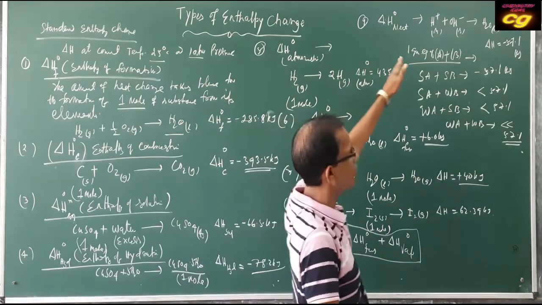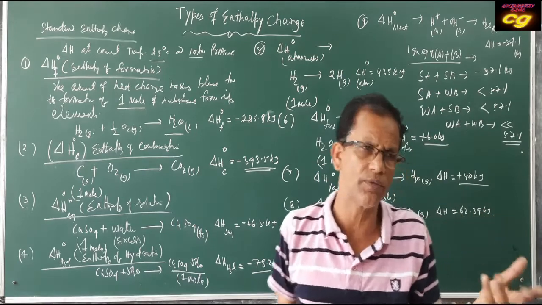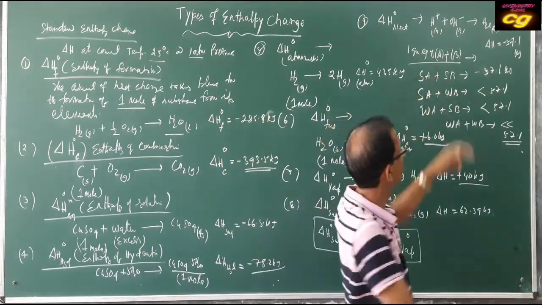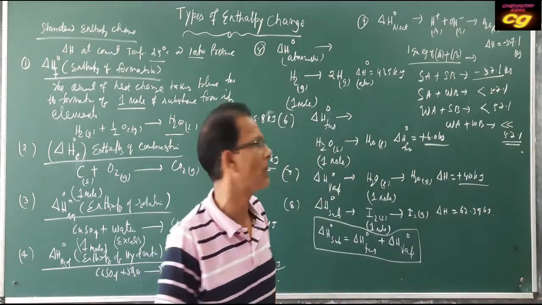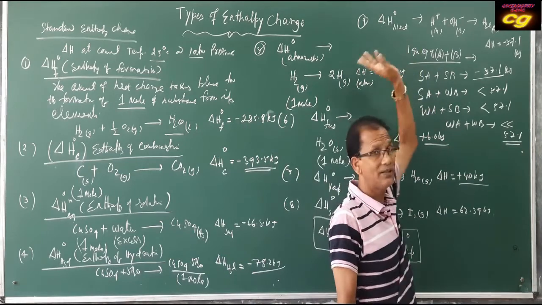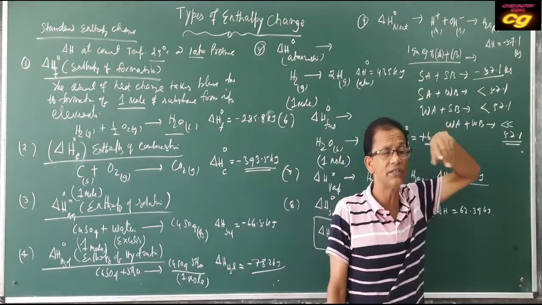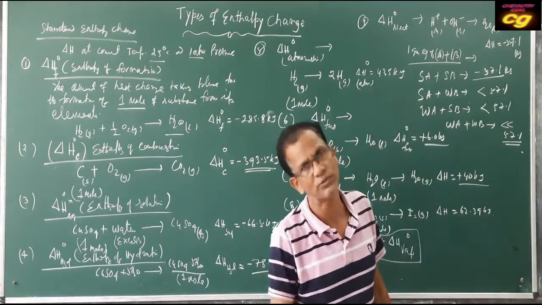When both are strong, they are highly ionized, so the number of H+ and OH- ions will be more. So the amount of heat produced is always equal to minus 57.1 for enthalpy of neutralization. That means the amount of heat produced for the reaction of 1 mole of H+ with 1 mole of OH-.